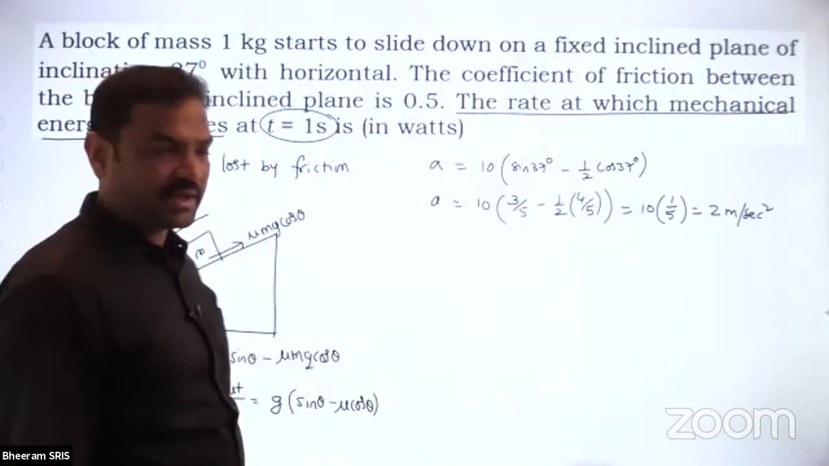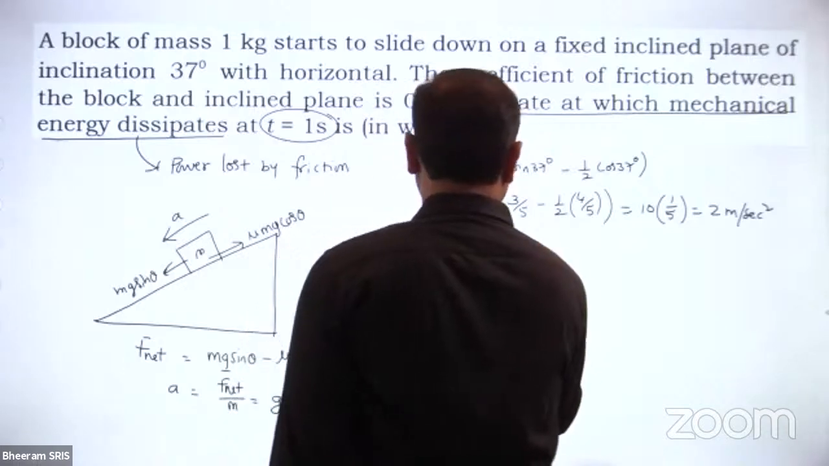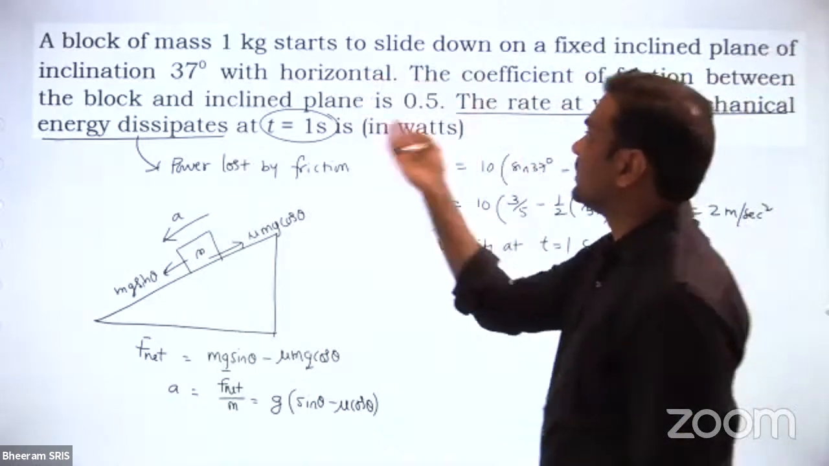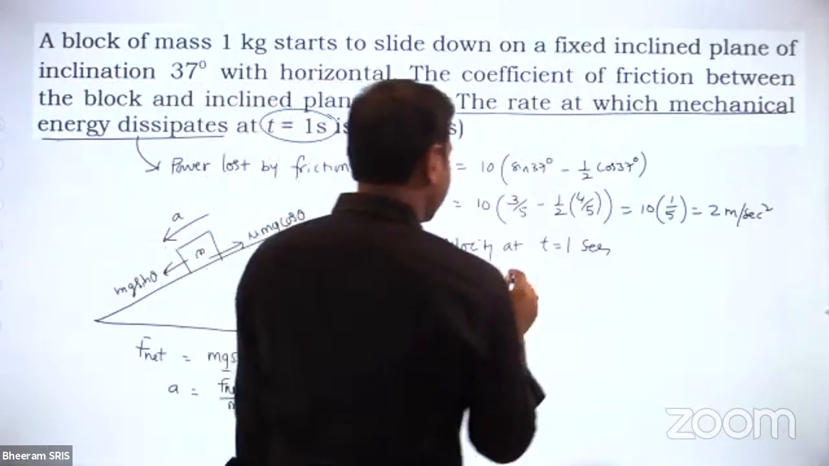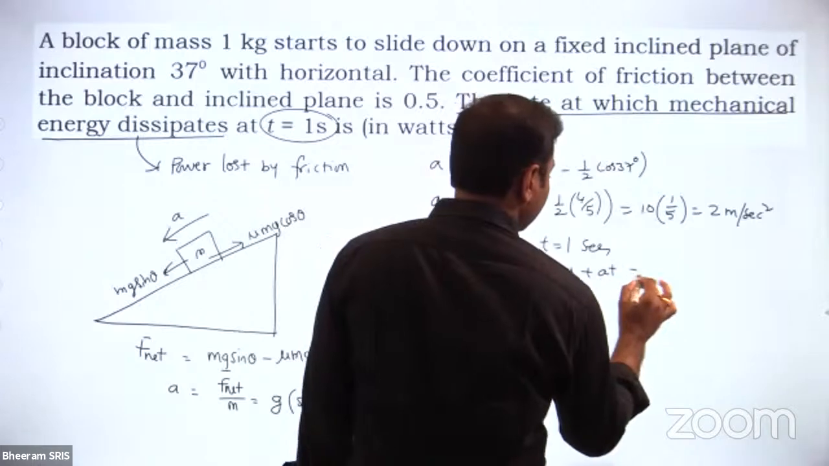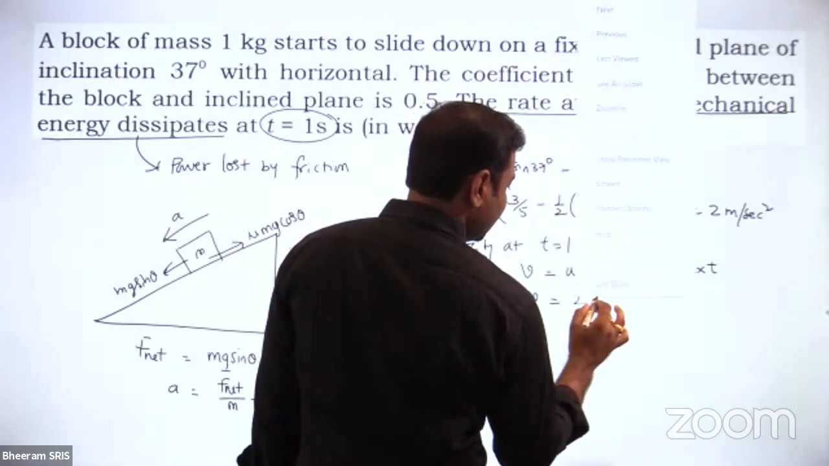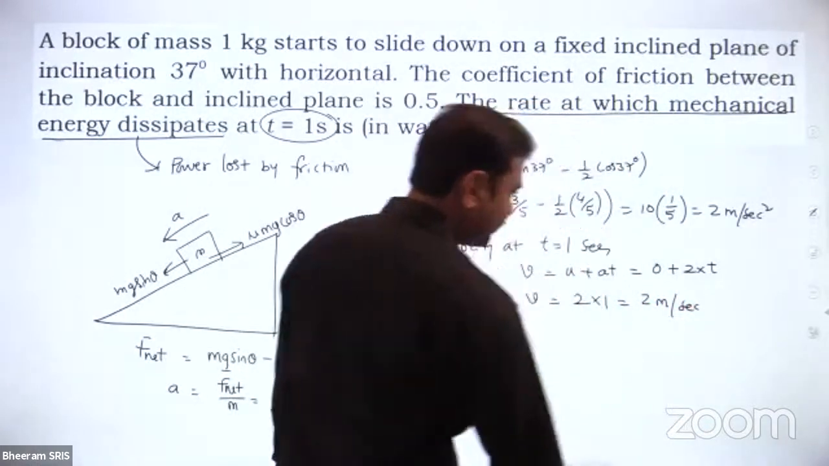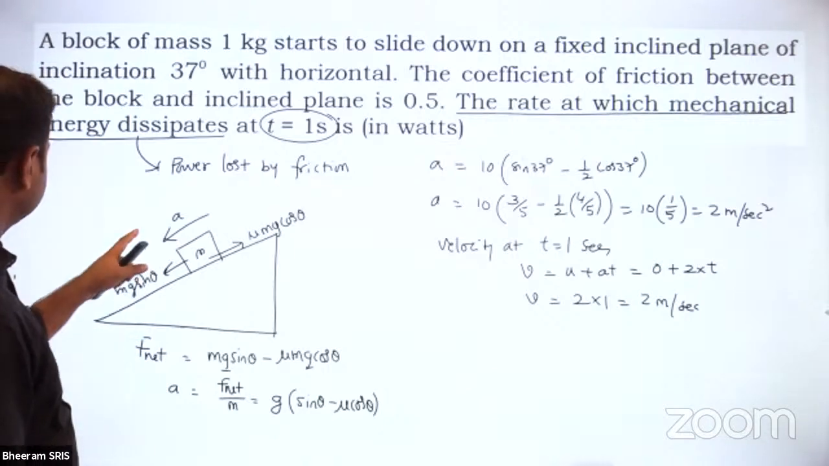So we are getting positive acceleration, which means it is sliding down only. Then what is the velocity at time 1 second? It is released from rest and starts sliding down, which means zero velocity. So the initial velocity is 0. So v is equal to u plus at, 0 plus a into time. So v is equal to 2 into 1, which gives 2 meter per second. The time value is 1. So if the velocity is 2, then we have to find out the power by friction.